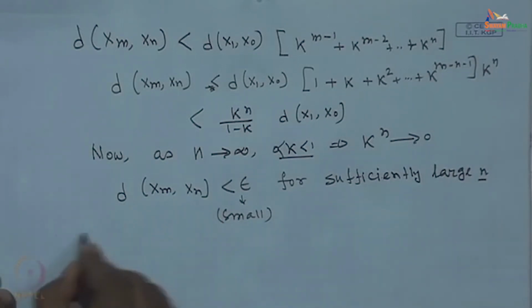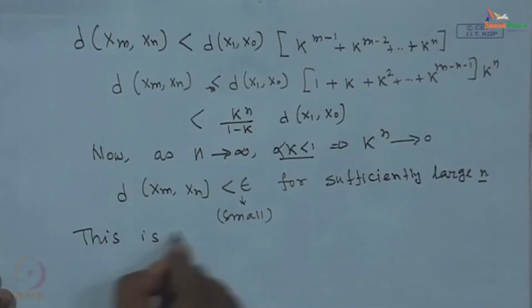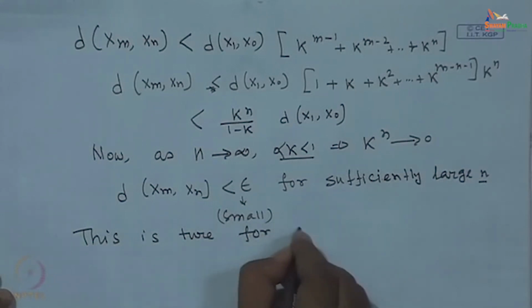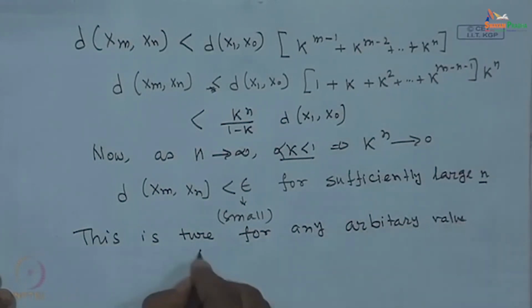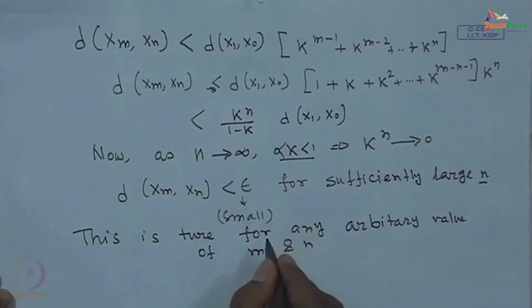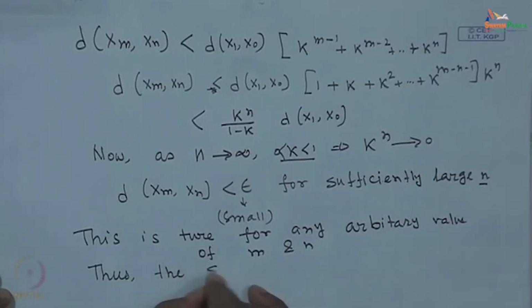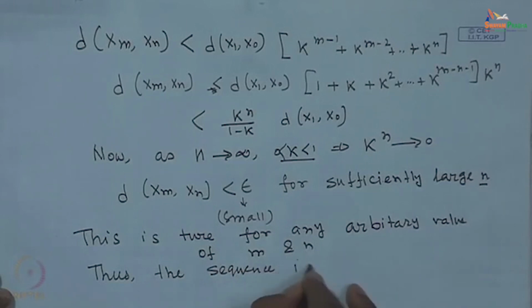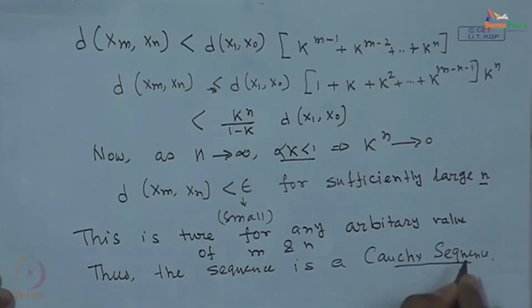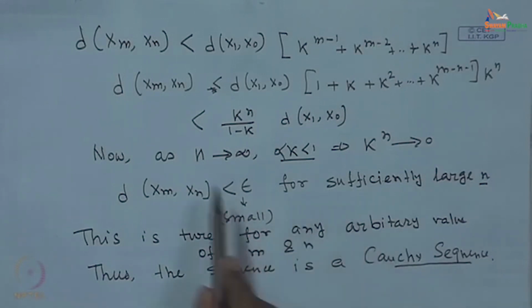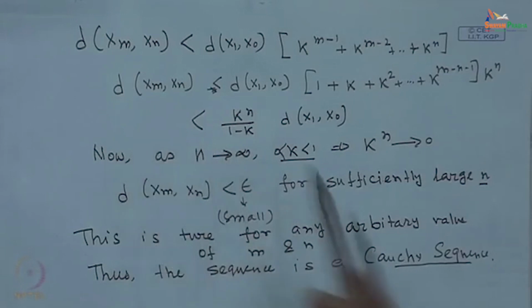Therefore, since it is true, this relationship is true for any arbitrary value of m and n. So, the sequence we are talking about is a Cauchy sequence. Thus, the sequence is a Cauchy sequence, and xn converges. Since it is a Cauchy sequence, the sequence is a converging sequence and it will be converging to a point, and that point is a fixed point.